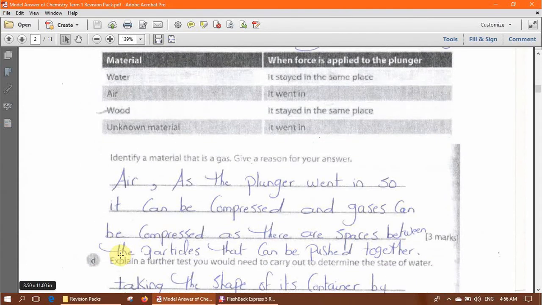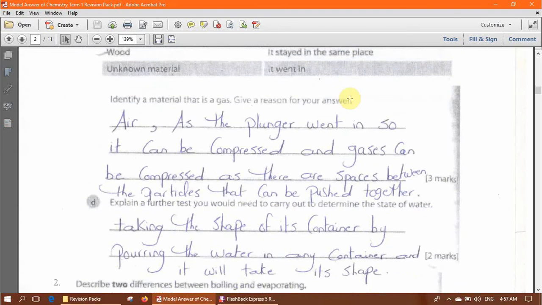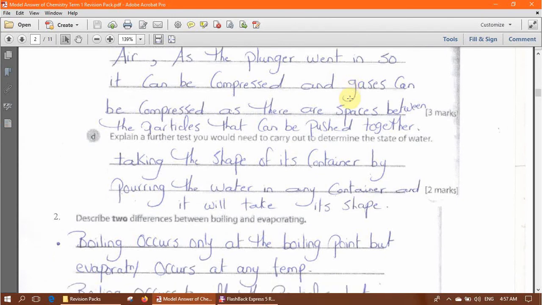Explain a further test you would need to carry out to determine the state of water. In this experiment, it stayed in the same place. So another experiment that you could do to make sure that it's water is to see that it flows or that it takes the shape of the container. If we said that the water takes the shape of the container, it's out of 2. So you're going to describe how you're going to do the experiment. You're going to say that you pour the water in any container and it's going to take its shape. This is how to take the 2 marks. First say the test and then describe how you're going to do this test.